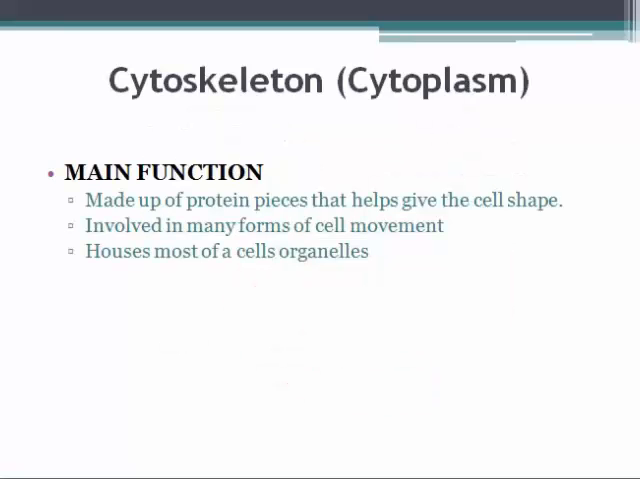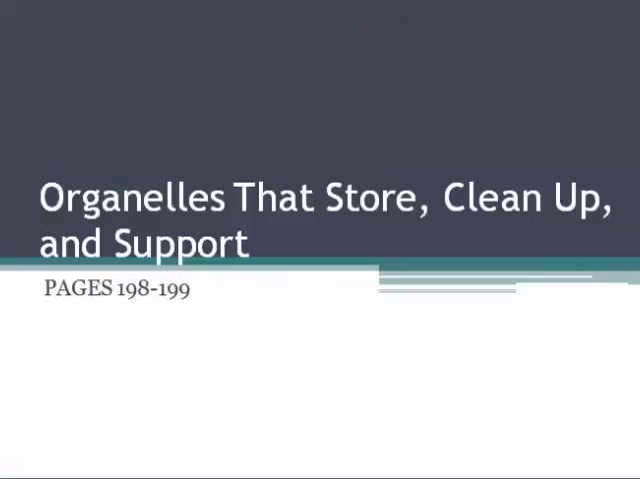The cytoskeleton, otherwise known as the cytoplasm. The main function of this is it's made up of protein pieces that help give the cell shape. Involved in many forms of cell movement and houses most of the cell organelles. Organelles that store, clean up, and support. These can be found on pages 198 and 199 of your textbook.